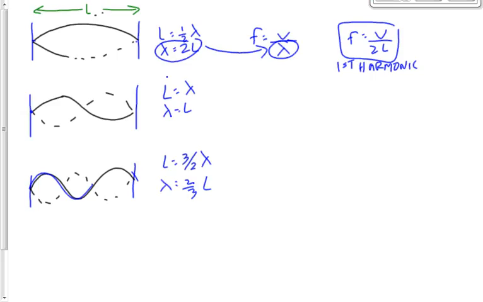The first standing wave that will occur has a frequency of the speed of the wave divided by 2 times the length of the wave. Sorry, the length of the string. Now, what's the next one that occurs?